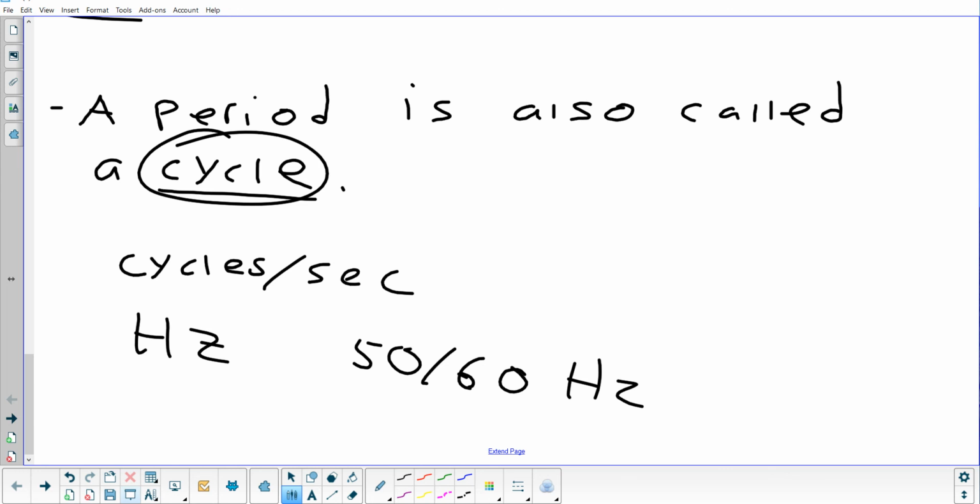Works on both. So we don't really use hertz in this class. When I talk a little bit about sound, I'll use that word, but other than that, we're going to stick to just using the word cycle or period. Those are the 2 words you'll hear quite a bit.